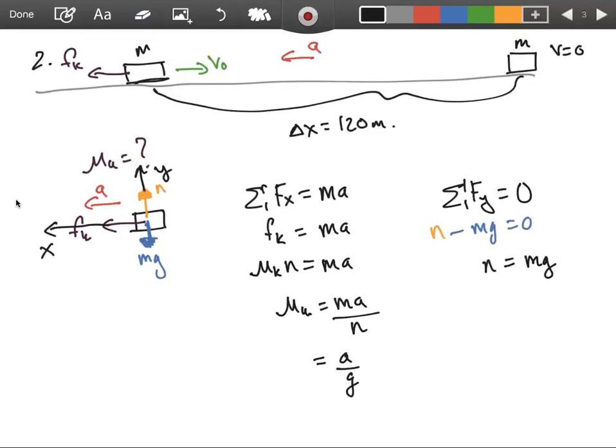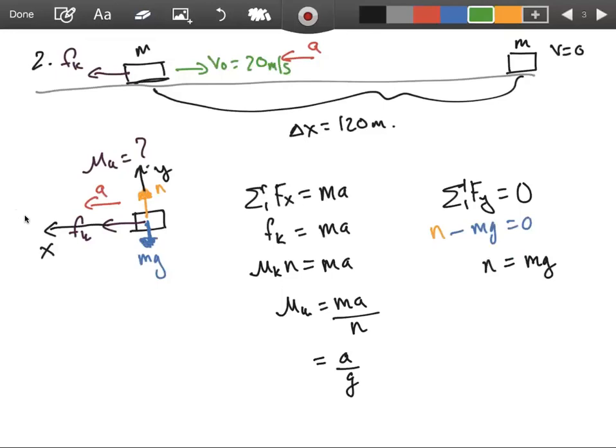Now, in this case, I don't know the acceleration, but I can find the acceleration by doing the kinematics first. So in this case, notice that I can actually use kinematics to find the acceleration. I can do that because I know the initial velocity. Did I write it down? No. So my initial velocity, let me write that down here, is 20 meters per second. Good. And I know the final velocity, that's simply equal to 0. And I know the displacement.